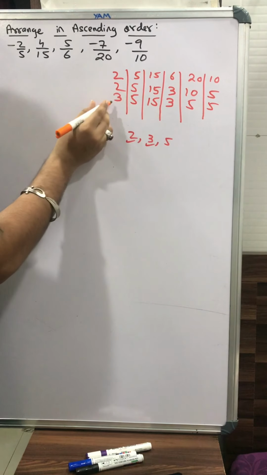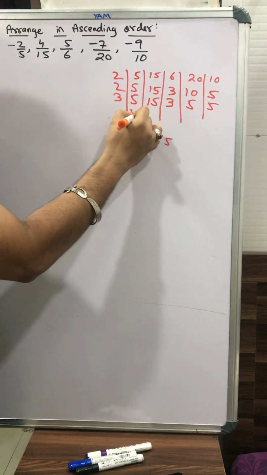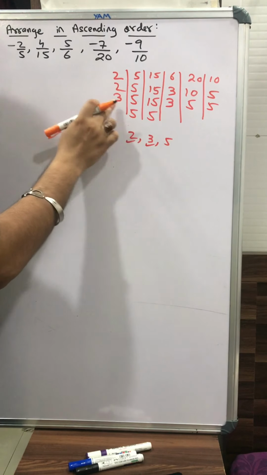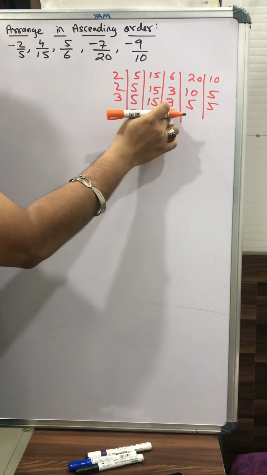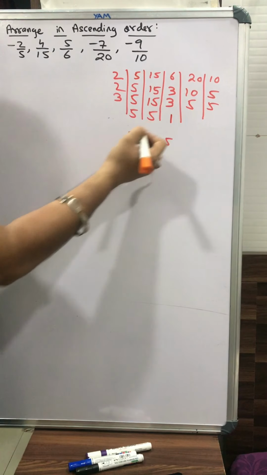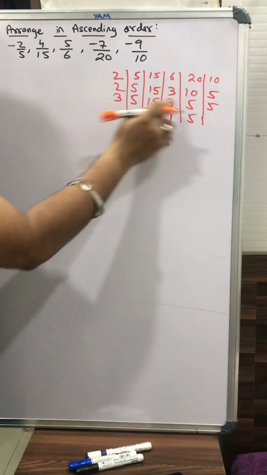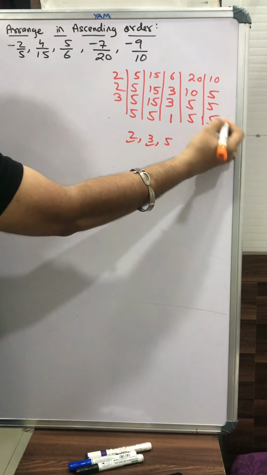Does 3 go in 5? No. So 5 will be copied. Does 3 go in 15? Yes. 3 5s are 15. Does 3 go in 3? Yes. 3 1s are 3. Does 3 go in 5? No. So 5 will be copied as it is. Does 3 go in 5? No. So 5 will be copied as it is.